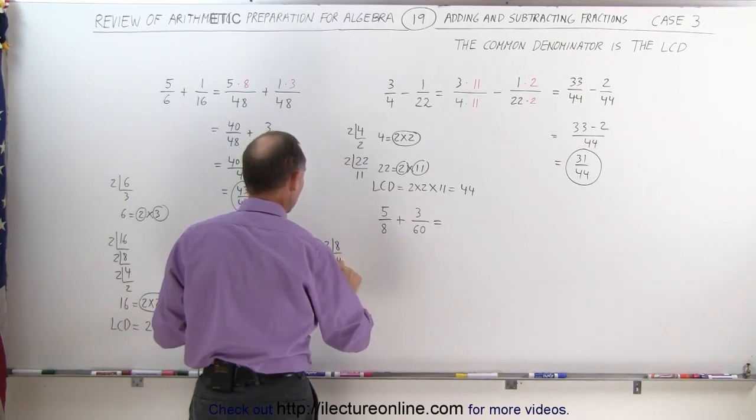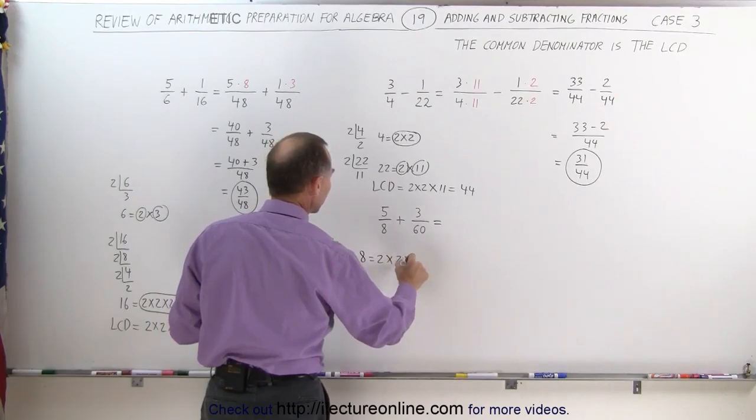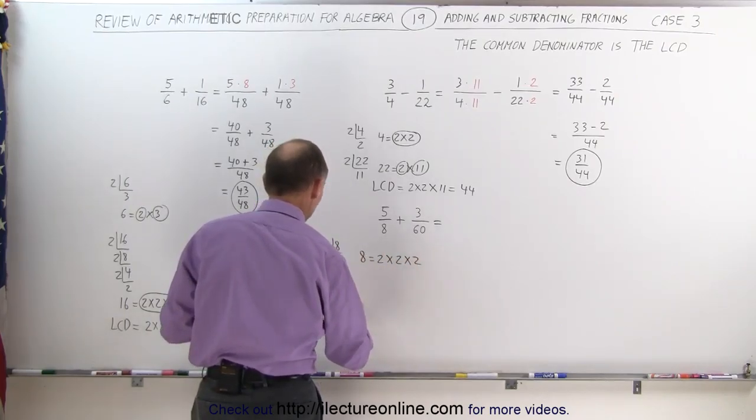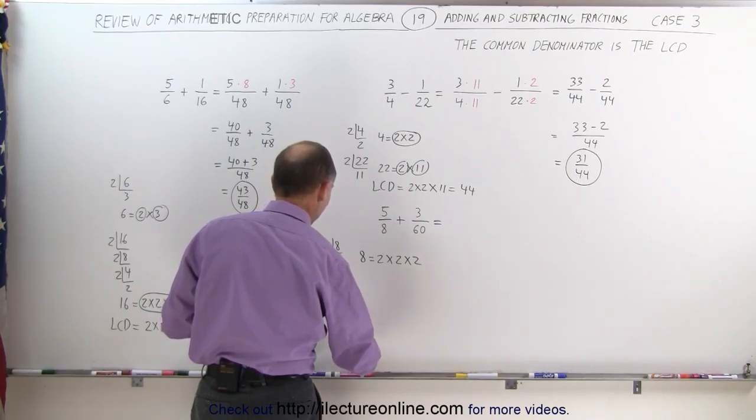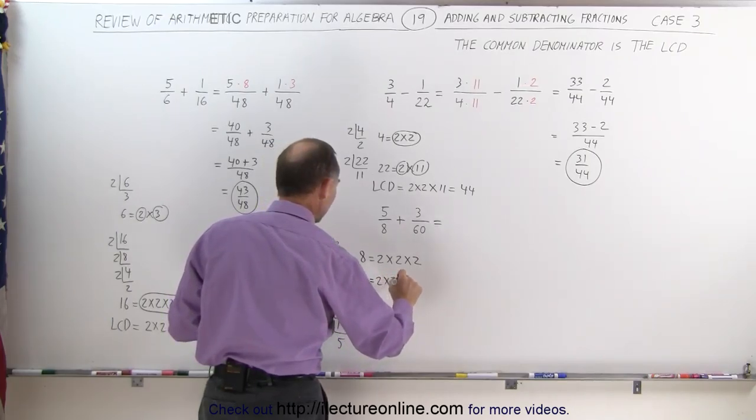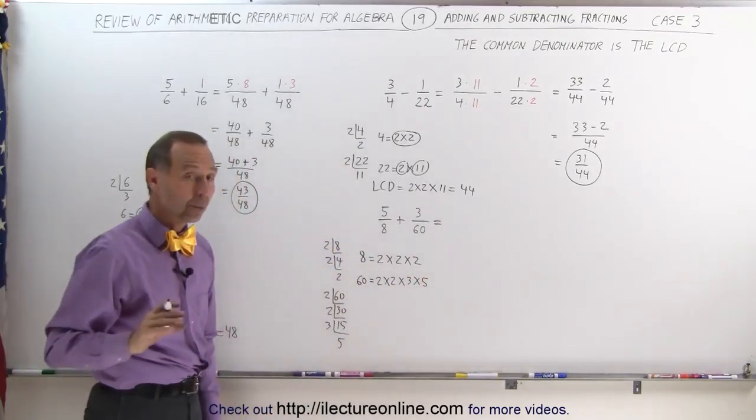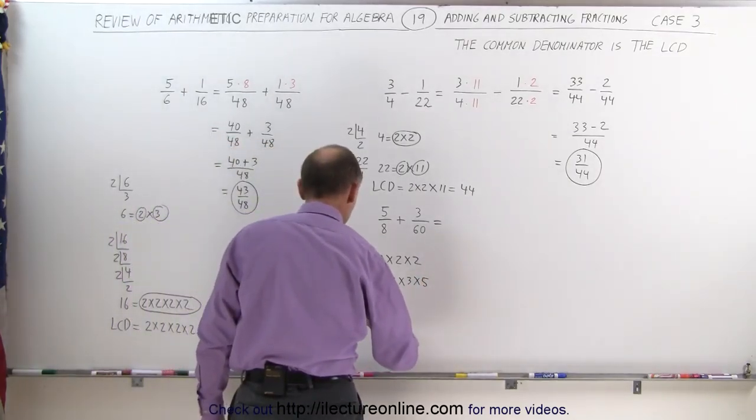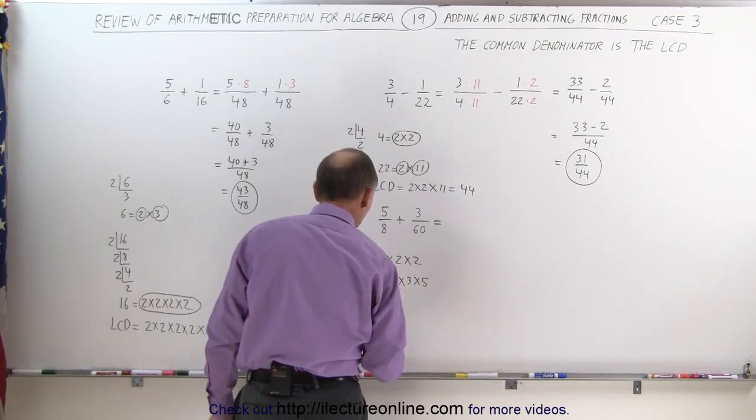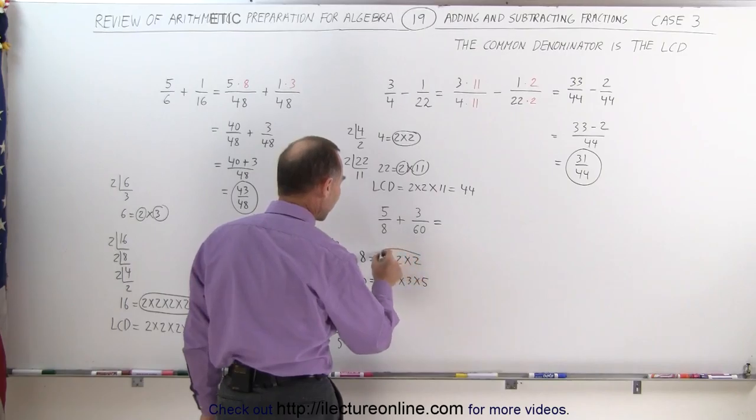Here's the third one. Let's do this one now the way we did it over here. Again, we need to find the lowest common denominator. I take the number 8, I divide it by 2 to get 4, divide it by 2 to get 2, which means that 8 can be written as 2 times 2 times 2. I take the number 60, divide by 2, I get 30, divide by 2, I get 15, divide by 3, I get 5, which means that 60 can be written as 2 times 2 times 3 times 5.